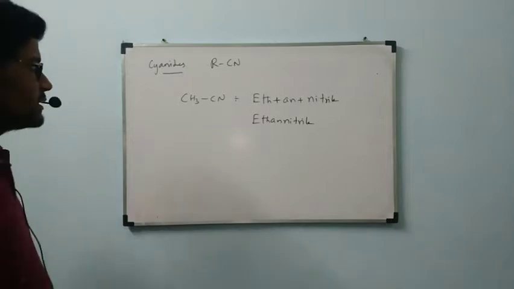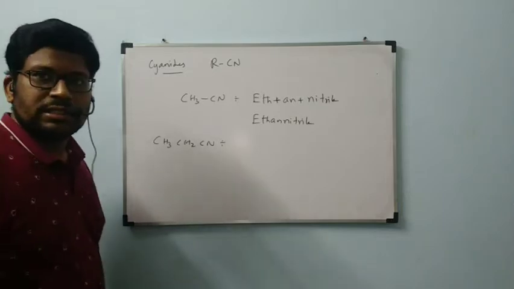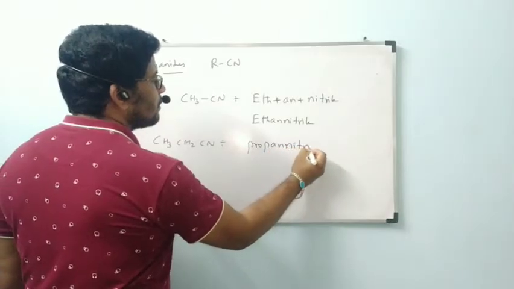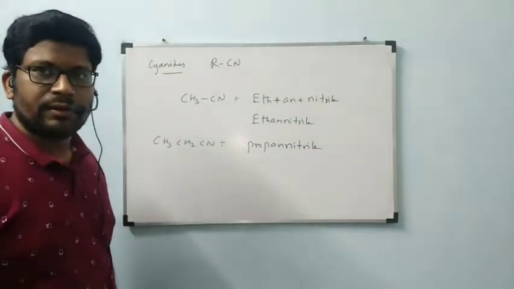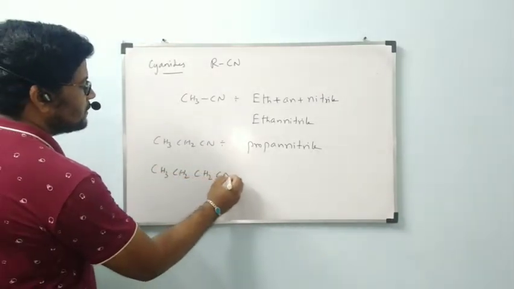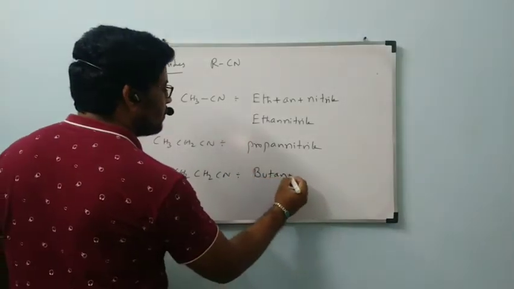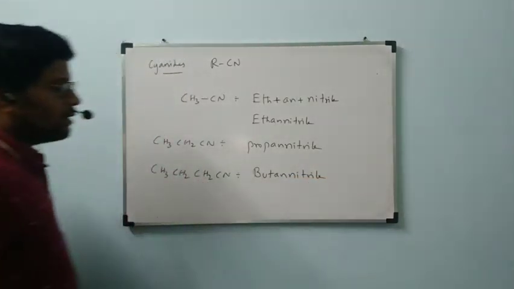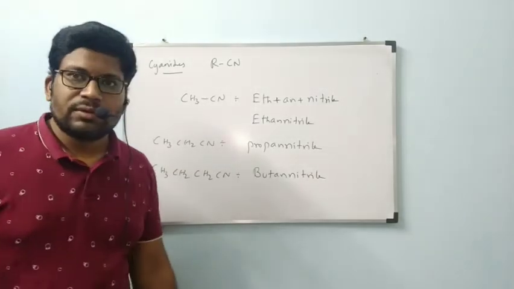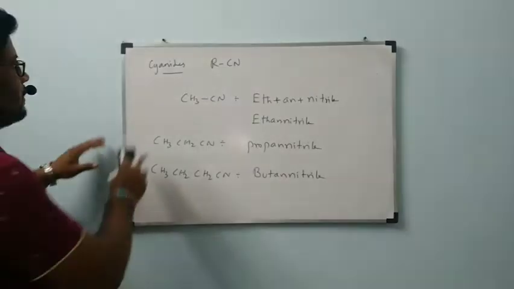Ethanenitrile. Next, CH3, CH2, CN. 3 carbons are there. Propanenitrile. CH3, CH2, CH2, CN. Butanenitrile. Okay? This is the way we have to write the names of cyanides. Next we will go for isocyanide.